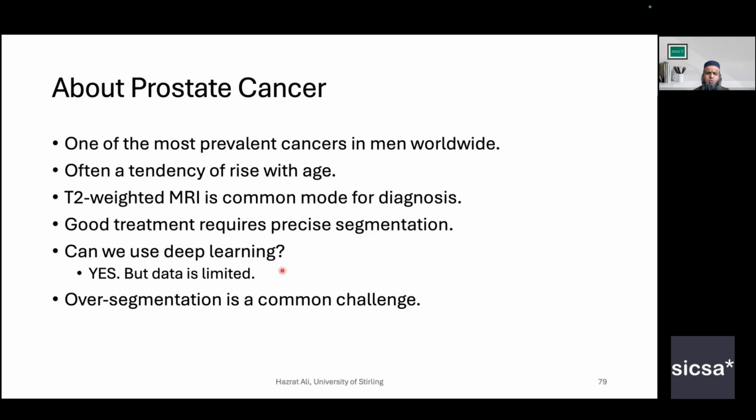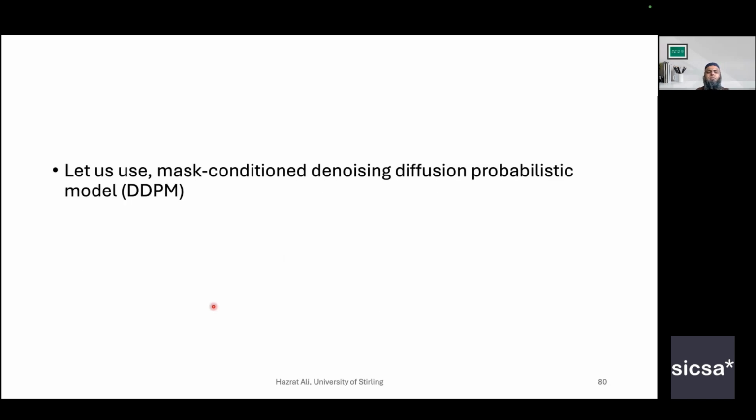So again, can we use deep learning? Yes, from our various success cases of deep learning segmentation techniques, yes, we can use it, but we need data. And image data is something that is really scarce in this case. One of the common challenges is that if we don't have enough data, if we don't have a good model, the model trained on smaller data ends up in over segmentation, which is quite a problem.